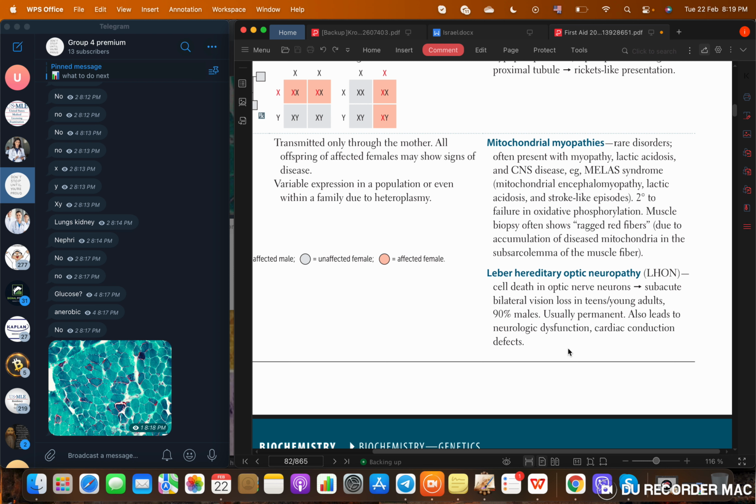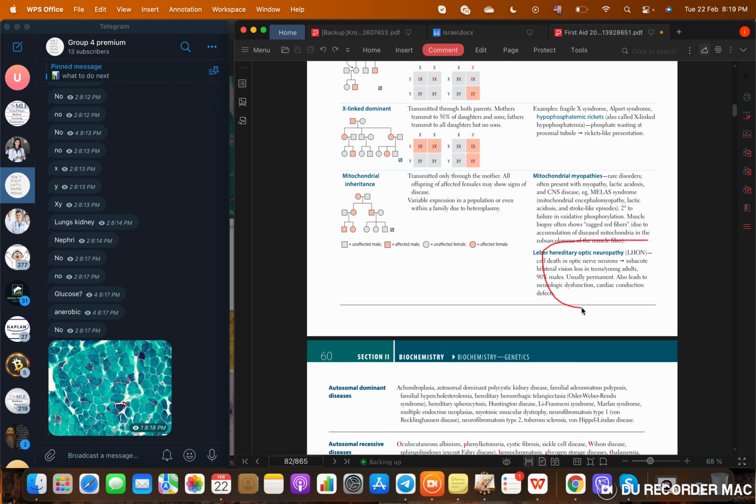Also leads to a neurological dysfunction, cardiac conduction defect. They don't ask about this. They mostly ask about MELAS. They mostly ask about MELAS on the exam. But if I was you, I would like to know that this one is permanent. I mean the Leber optic neuropathy.